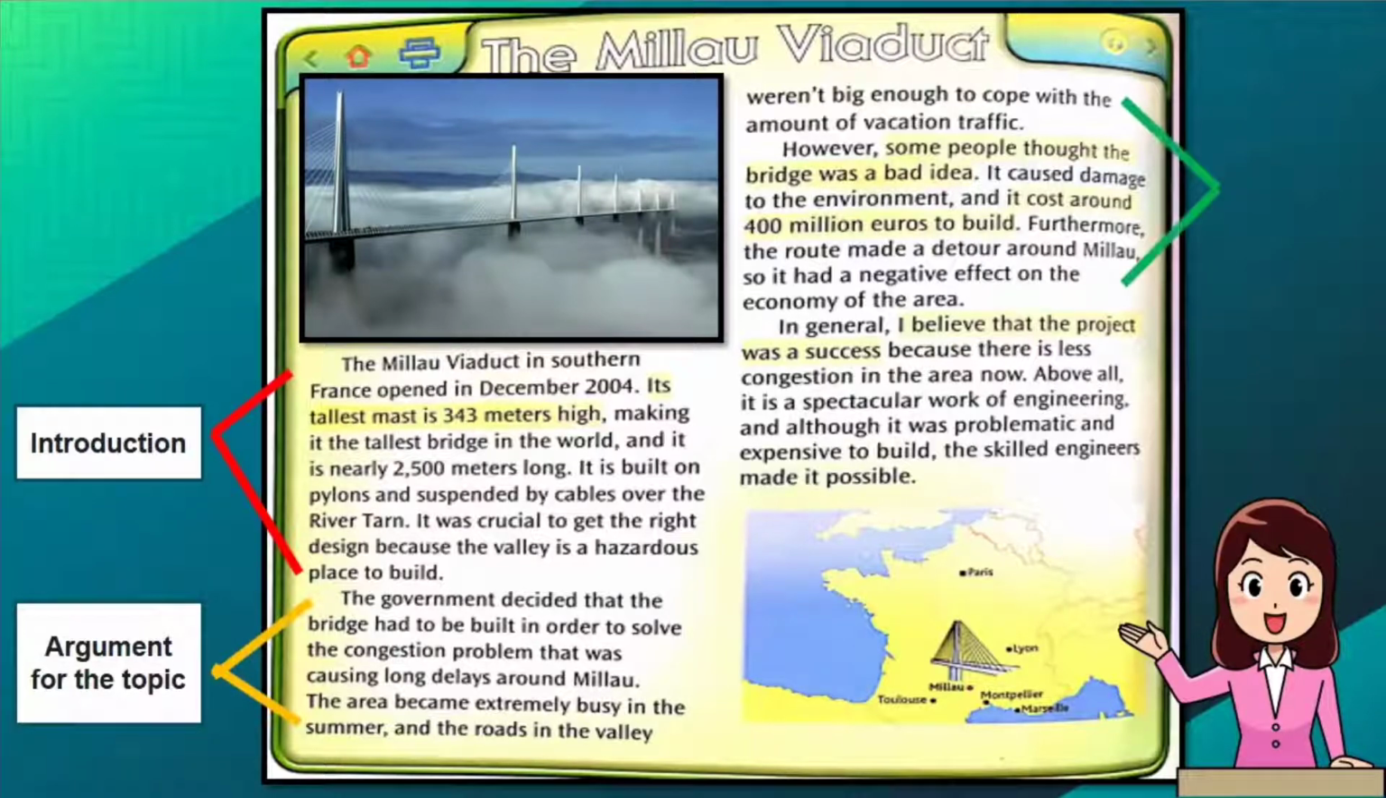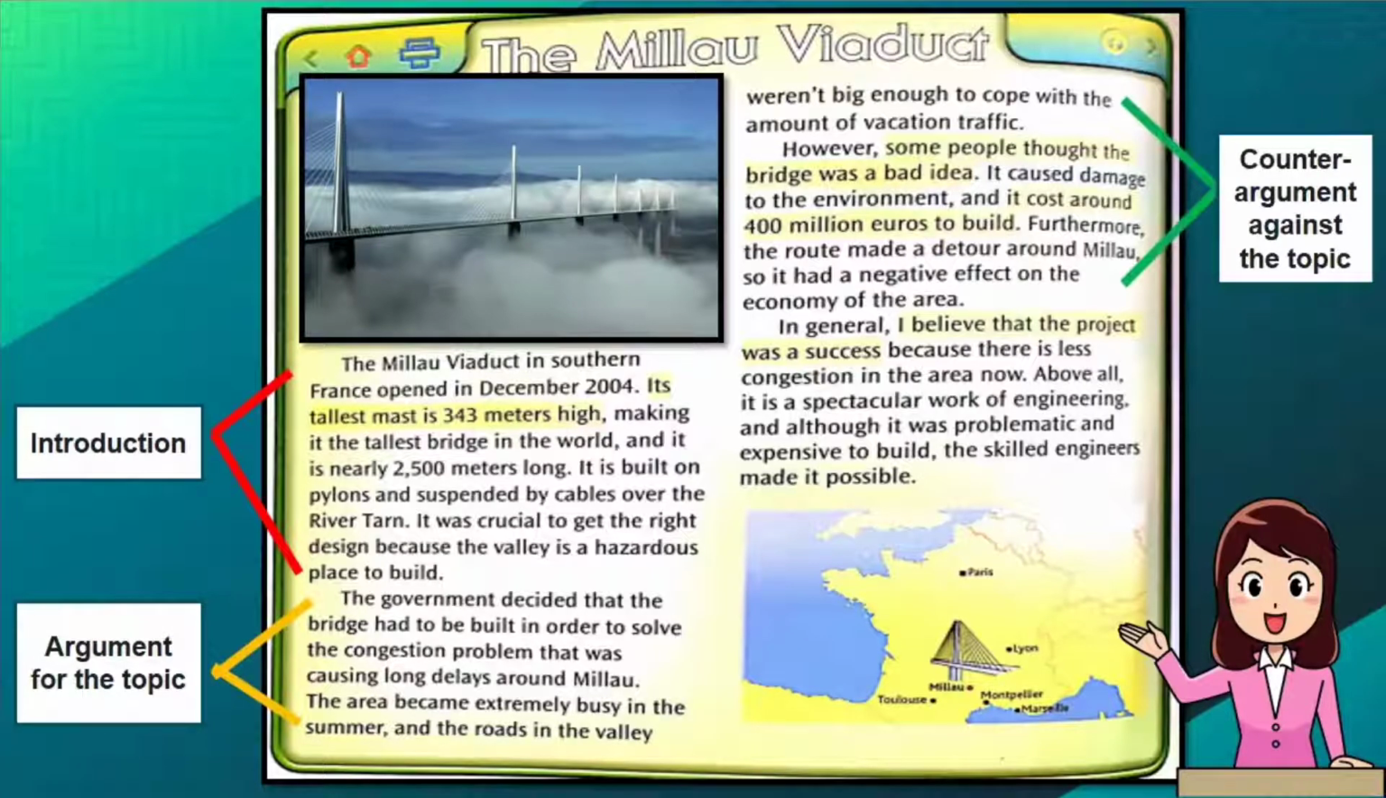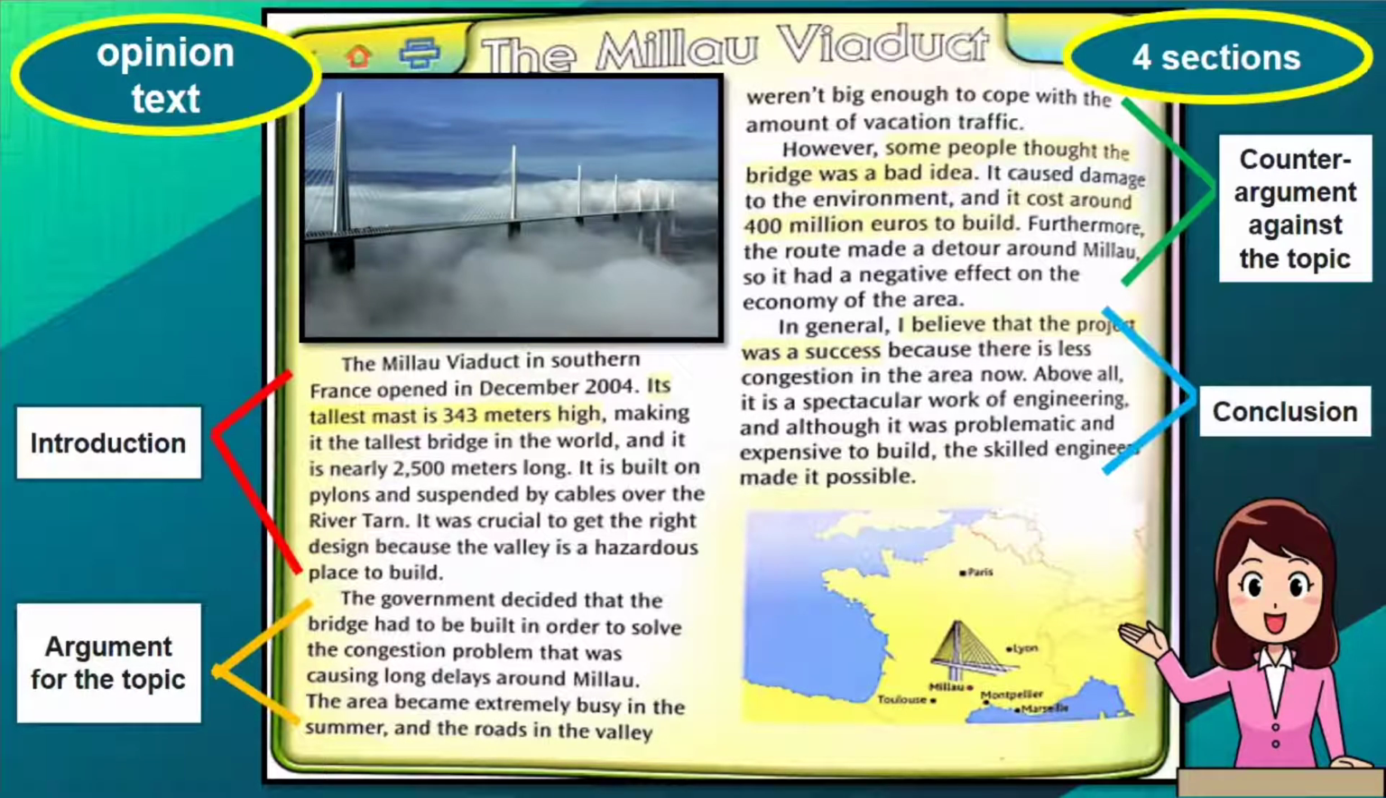And the third paragraph is called the counter argument against the topic. So if the second paragraph is the positive side about the topic, then the third paragraph is the negative side about the topic. And the last paragraph here is the conclusion, like the generalization. What can you say overall about the topic, including the positive sides and the negative sides? So that is your conclusion.